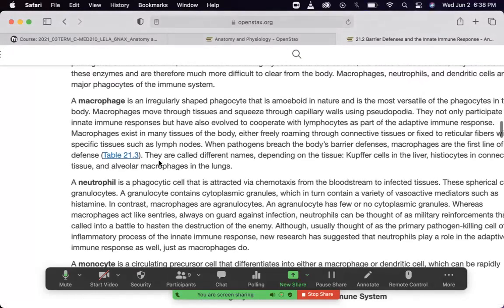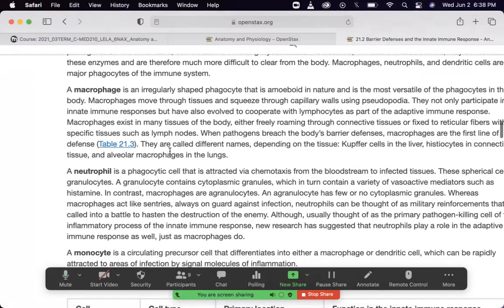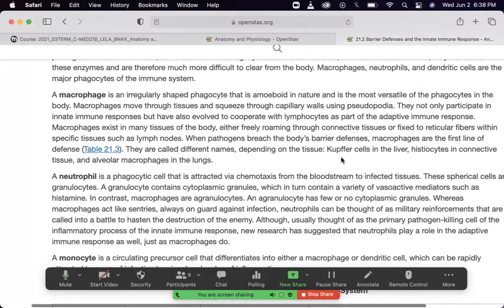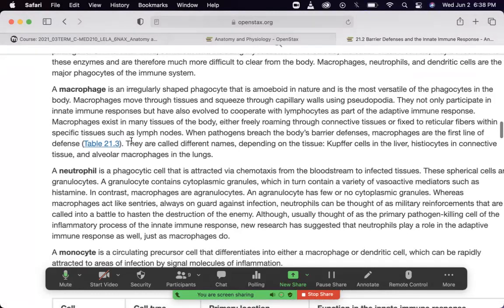Macrophage. And macrophage, I want you to think macro, big. Okay? They're thugs. And they're all over your body. And in certain parts of your body, they're called certain things like Kupffer cells. But the thing you need to know is macrophages, they're not bright, they're thugs. They respond to what? Chemical messengers.